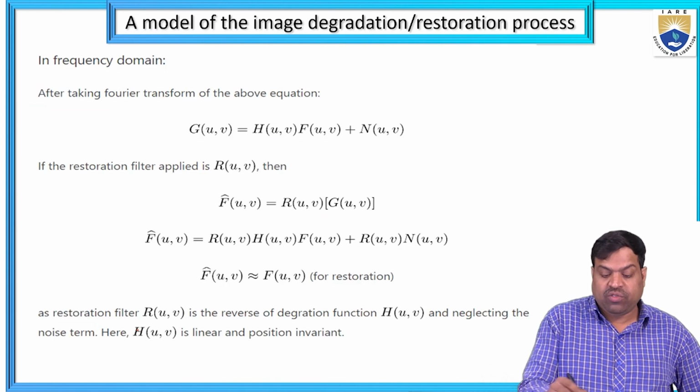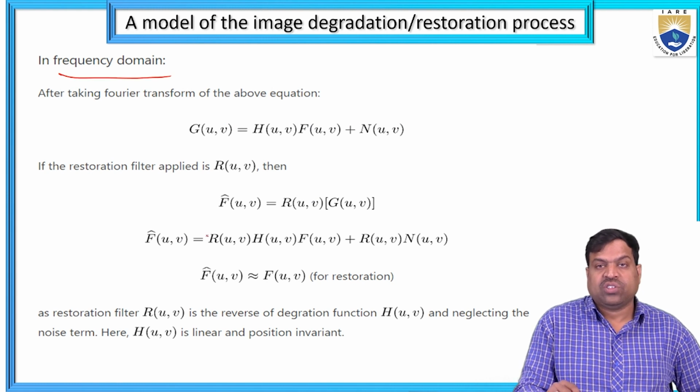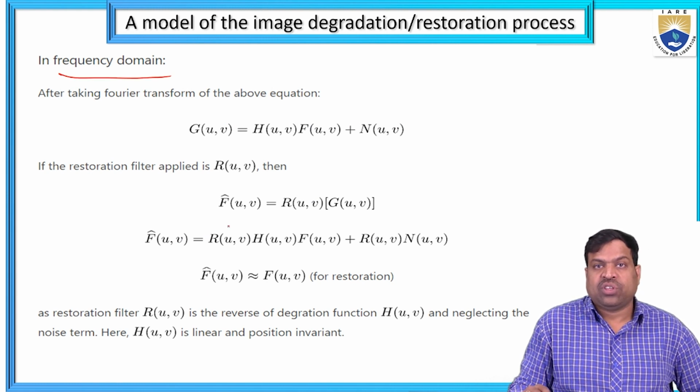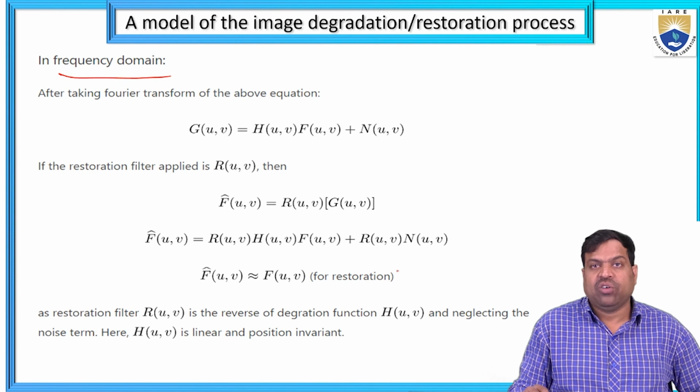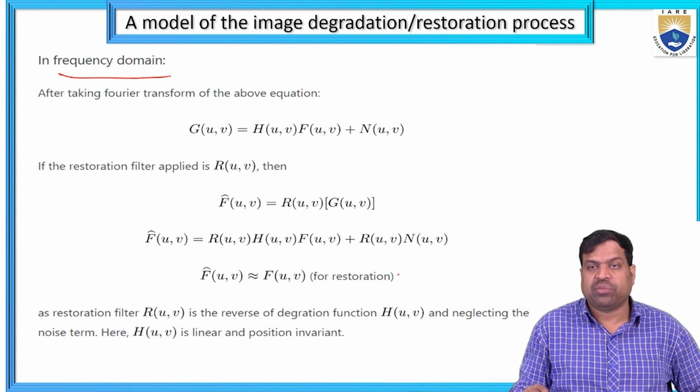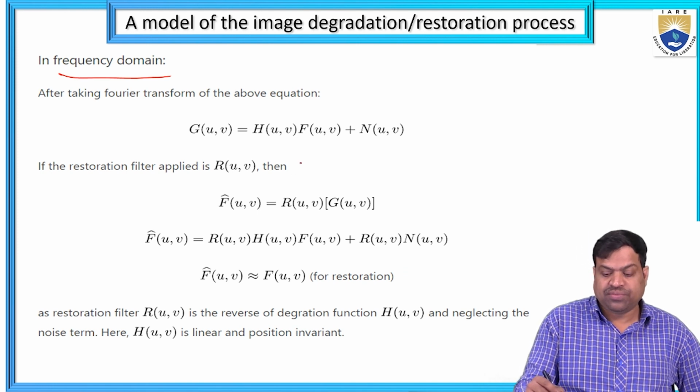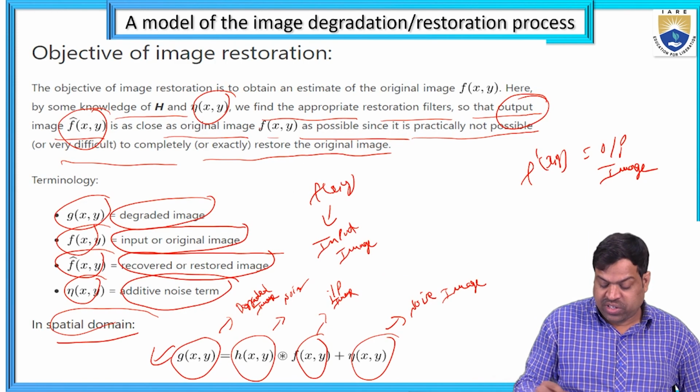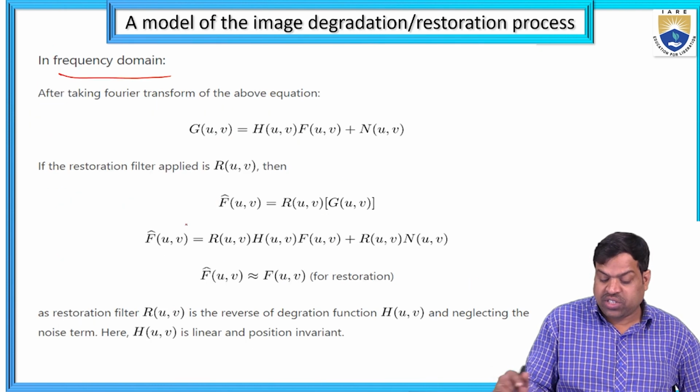Now I am taking the equation for the frequency domain. What is the transformation technique applied? The Fourier transform. So what is the equation in the Fourier domain? Capital G of u, v equals capital H of u, v times capital F of u, v plus capital N of u, v. Same as in the previous one, where g of x, y is the degraded image.